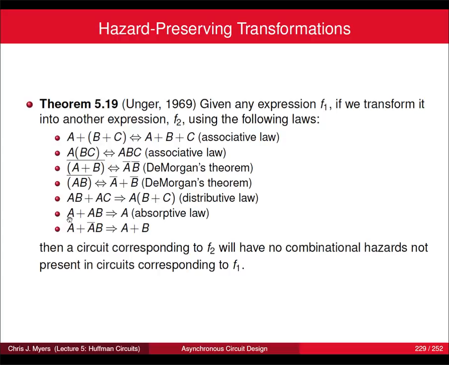The absorptive law that says if you have A or A and B and you reduce that to A is hazard preserving. But the reverse is not hazard preserving if you try to introduce this term. And then finally, the last one here, which takes A or A not B and reduces it to A or B, is hazard preserving, but the reverse is not.